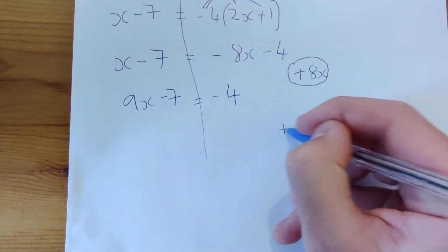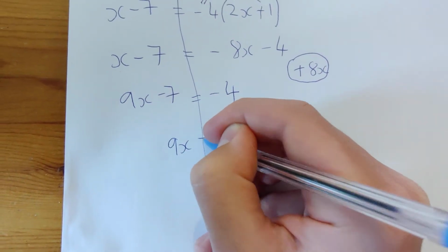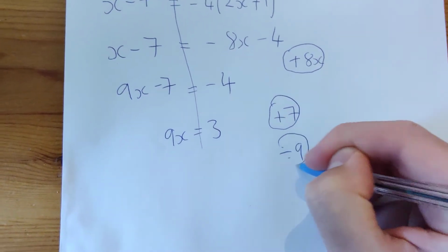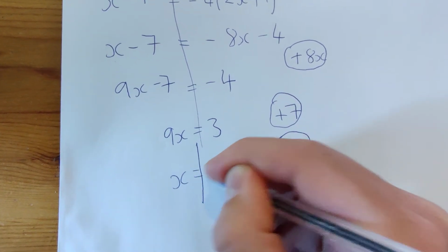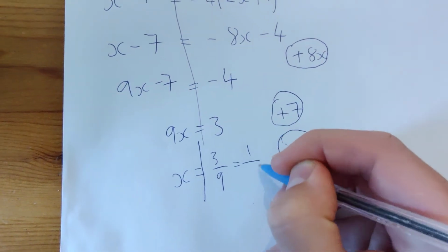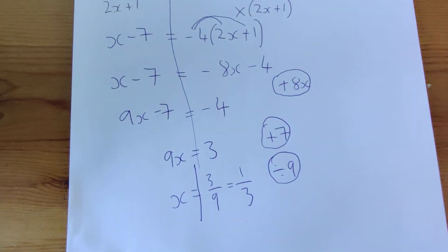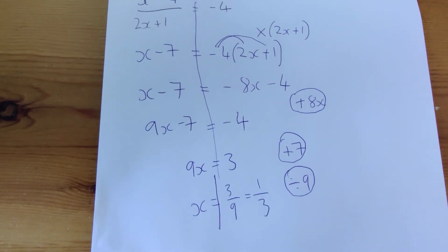Add the 7 on to get rid of the minus 7. Gives me 9x equals 3. And then divide by 9 gives me x equals 3 over 9, or if you like, you simplify your fractions, x equals a third. That's solving equations, so it's just about whatever your main problem is, undoing it, doing what you need to get rid of until you've got that x on its own.